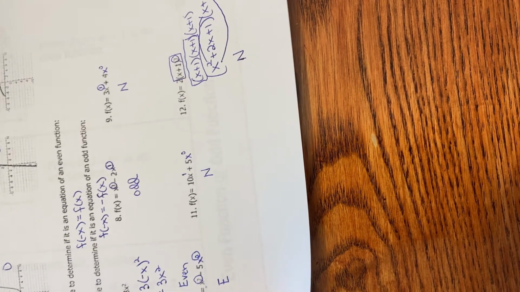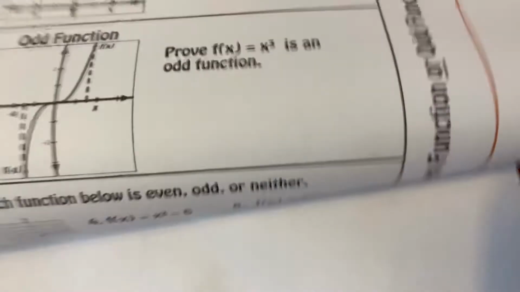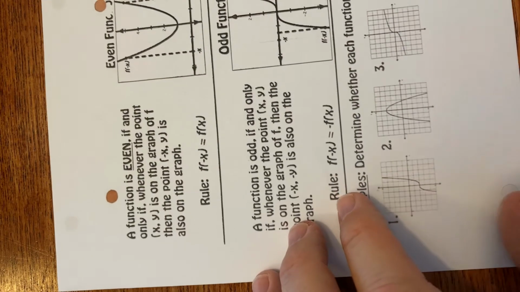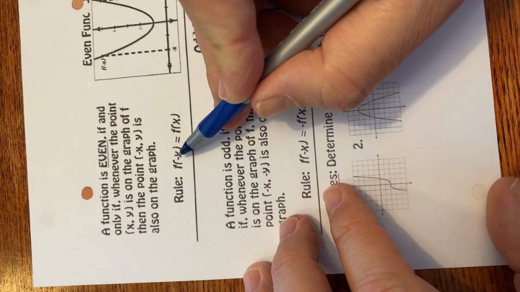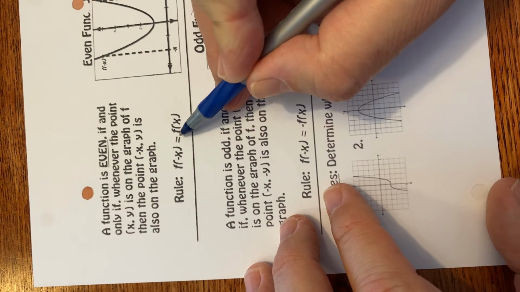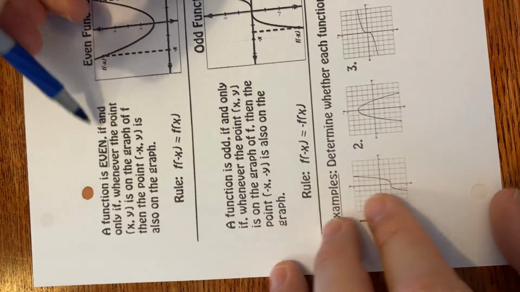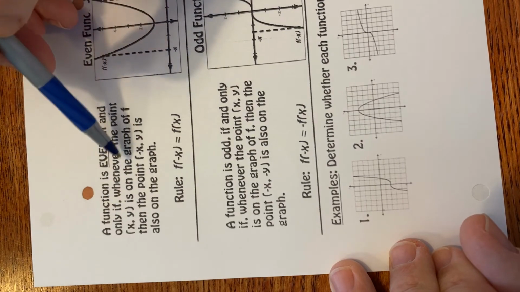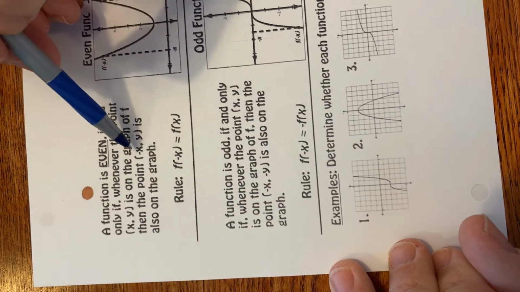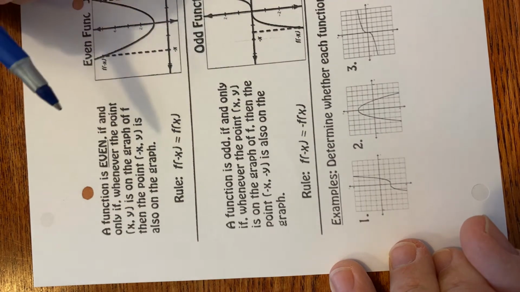On the other side, page 2, it's just some more of the same stuff. I mean, this is the test. This is the test for even. Okay, and that's what this says. A function is even if and only if whenever the point x, y is on the graph of f, then the point negative x, y is also on the graph.